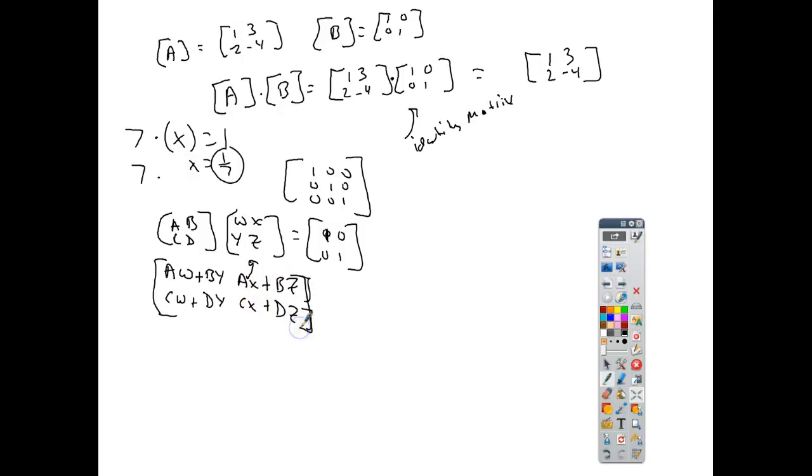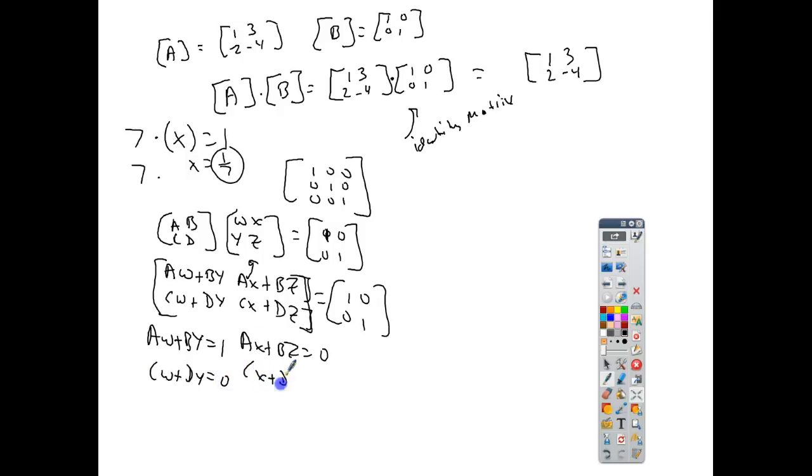And that would have to equal 1 0 0 1. And I could even, if I wanted to, figure out part of this, couldn't I? I got AW plus BY equals 1, right? And I got AX plus BZ equals 0, don't I? And I have CW plus DY equals 0. And I have CX plus DZ equals 1. Agreed?